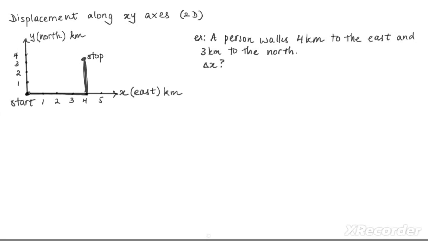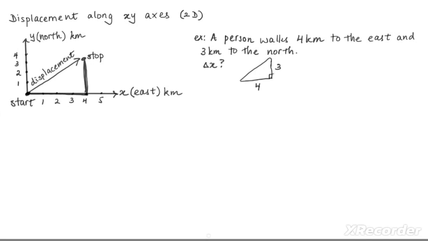So from start to stop, let's draw an arrow, and that is the displacement. Remember that the displacement is the shortest distance between 2 points. So if we have a little triangle and then we have 4 and 3, we can use the Pythagorean theorem because this is a right angle triangle.